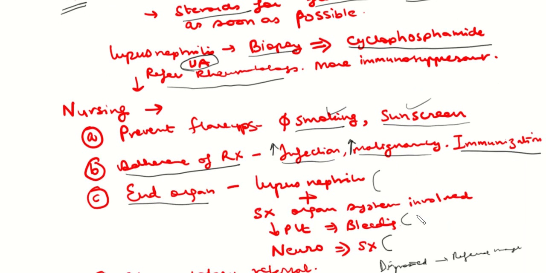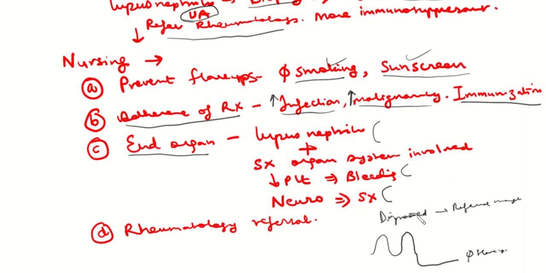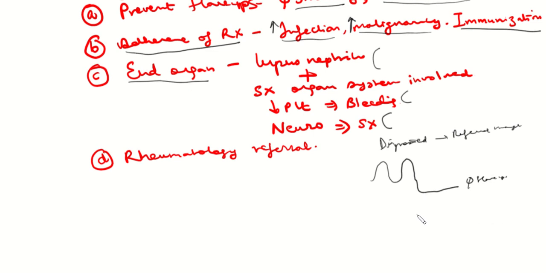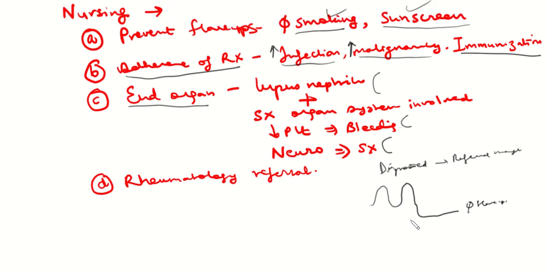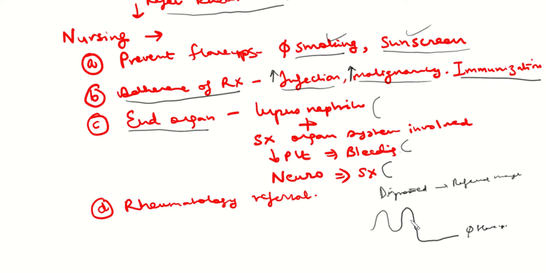Referral to rheumatology, and then nursing interventions in terms of getting them diagnosed, referring for management and diagnosis, keeping the inflammation down, preventing flare-ups, screening for end organ damage, adherence to medication, and then also complications of any medication that they're taking, especially immunosuppressants. So that's lupus.